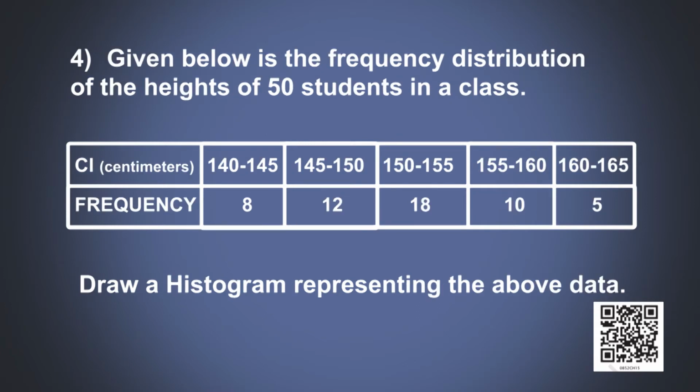Problem number 4. Given below is the frequency distribution of the heights of 50 students in a class. The class interval here represents the heights of students and frequency represents the number of students. From 140 to 145 it is 8 students, 145 to 150 it is 12 students, 150 to 155 it is 18 students, 155 to 160 it is 10 students, and in 160 to 165 it is 5 students. Draw a histogram representing the above data.